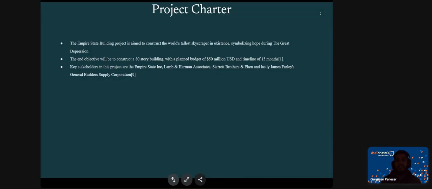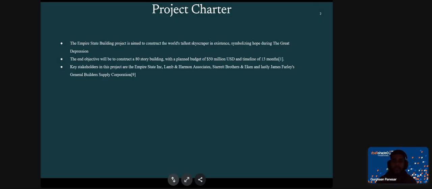So to get started, we'll start off with the project charter. The goal of the Empire State Building Project is to construct the world's tallest skyscraper in existence, and it was someone's hope during the Great Depression. The key objective, or the end objective, will be to construct an 80-story building with a planned budget of 50 million USD and a timeline of roughly 13 months.